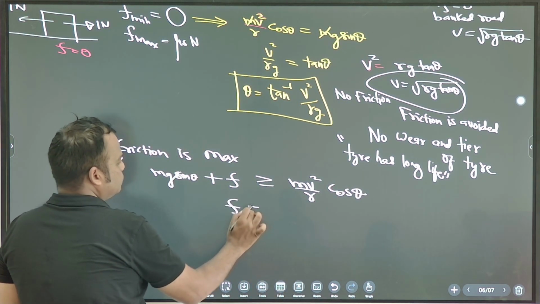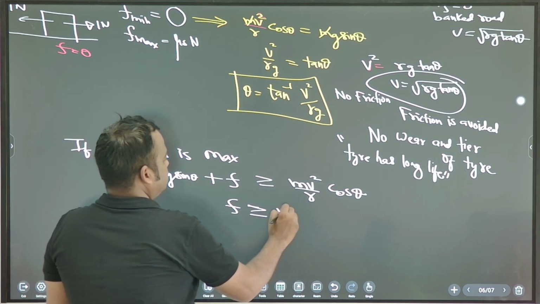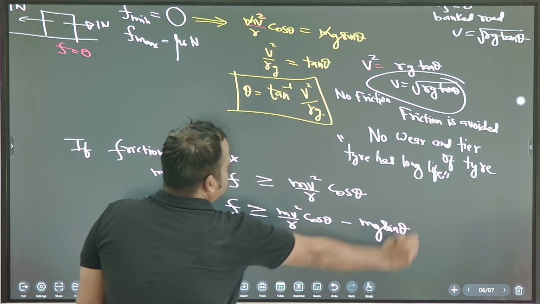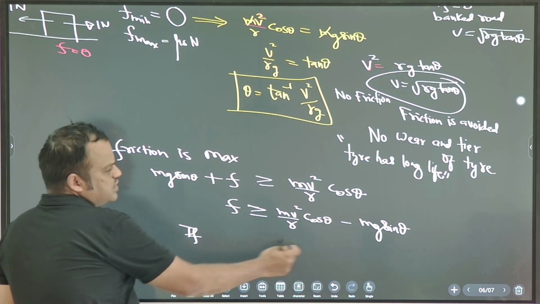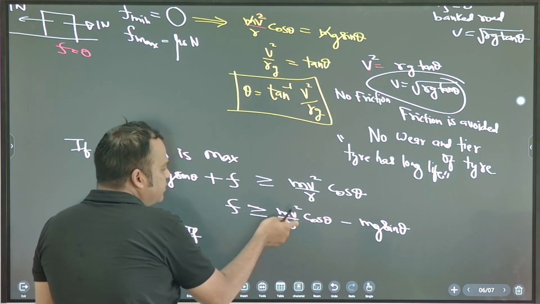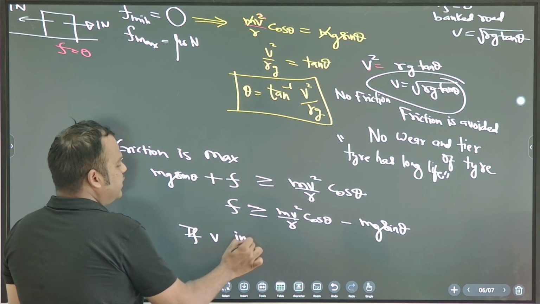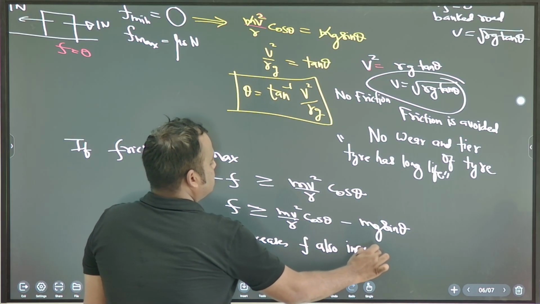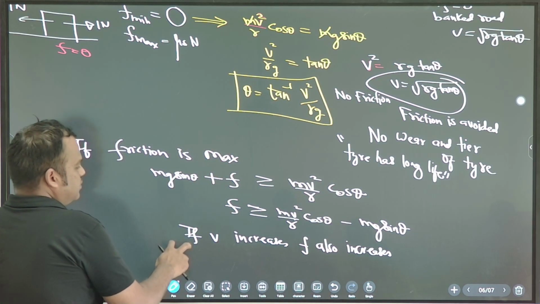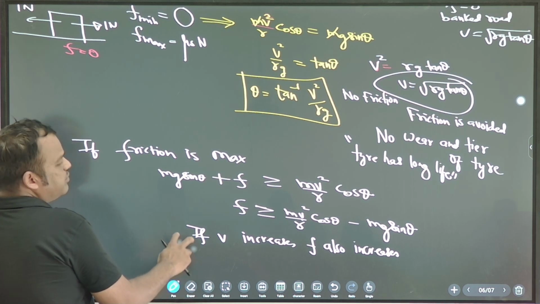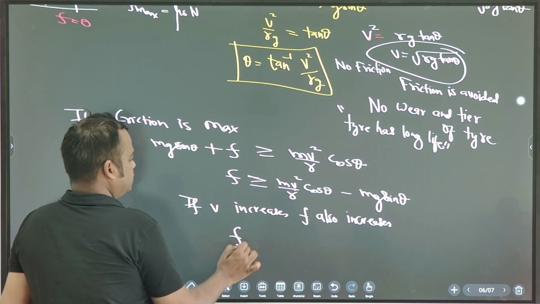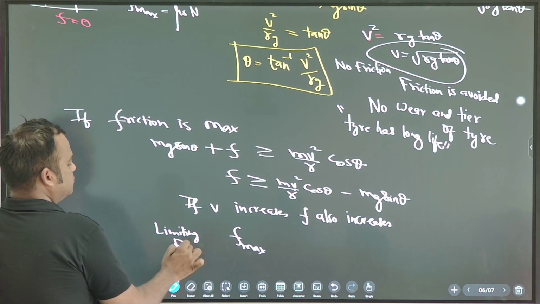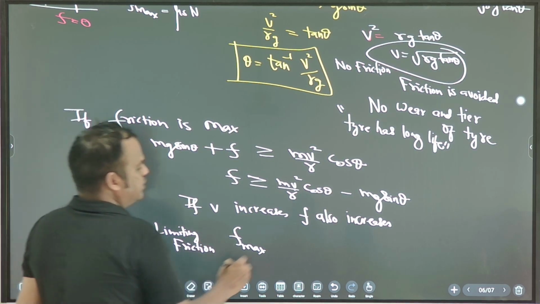So what is the friction? F is mv square by r cos theta minus mg sin theta. Now this is constant, this is constant. If you increase V, friction also increases. But friction has a limit. What is the limit of friction? Limiting friction. Tell me, how much is limiting friction?